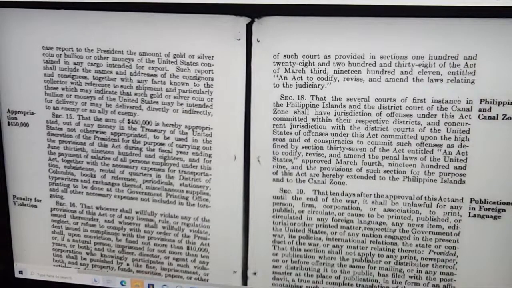Appropriation, $450,000. Section 15: that the sum of $450,000 is hereby appropriated out of any money in the Treasury of the United States not otherwise appropriated, to be used in the discretion of the President for the purpose of carrying out the provisions of this act during the fiscal year ending June 30, 1918, and for the payment of salaries of all persons employed under this act, together with the necessary expenses for transportation, subsistence, rental of quarters in the District of Columbia, books of reference, periodicals, stationery, typewriters, and exchange thereof, miscellaneous supplies, printing to be done at the Government Printing Office, and all other necessary expenses not included in the foregoing.